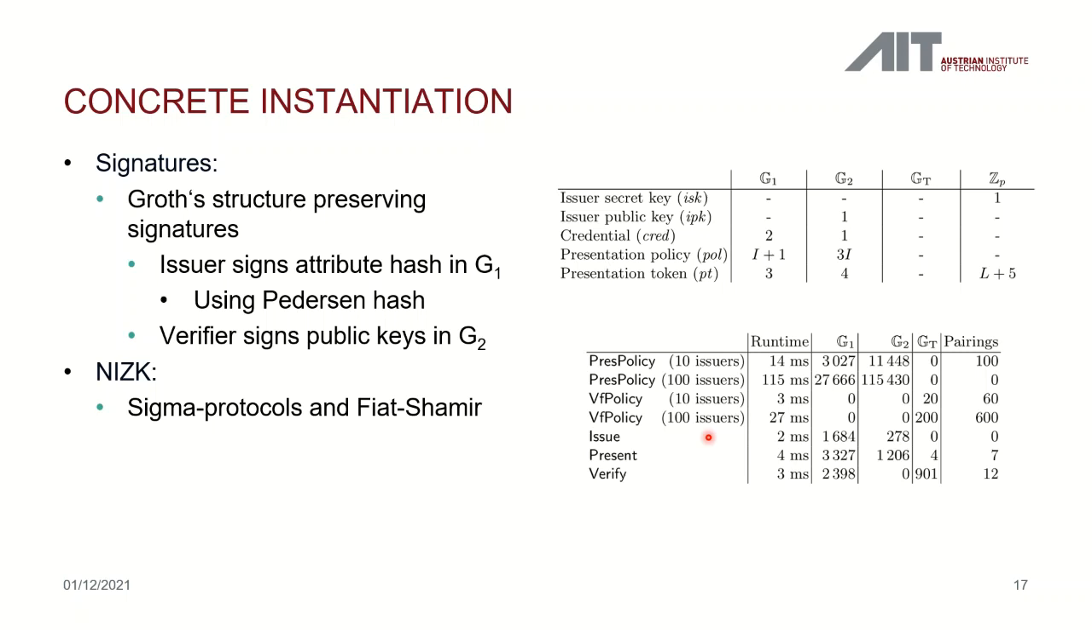In terms of key sizes, this means that our issuer secret keys consist of one Z_p element, and the public key of an issuer is simply one element in G2. Our credentials consist of three elements, two in G1 and one in G2. And only the presentation policy is linear in the number of accepted issuers. Finally, as we can see here, the presentation token consists of 7 group elements plus a couple of elements in Z_p, where L is the number of attributes in the credential.